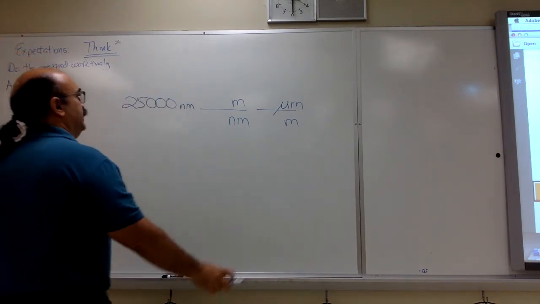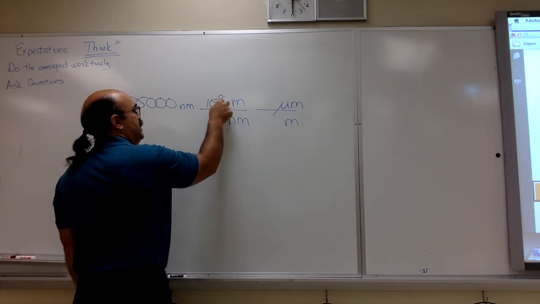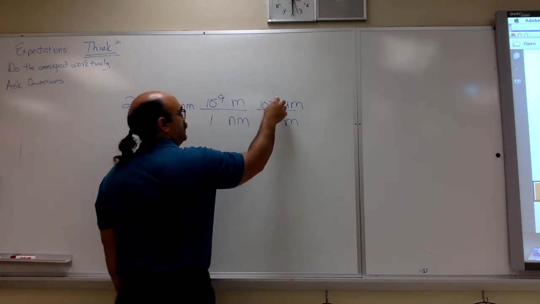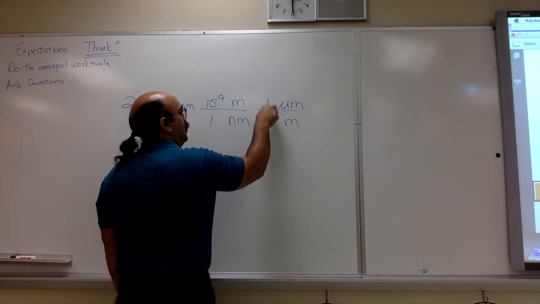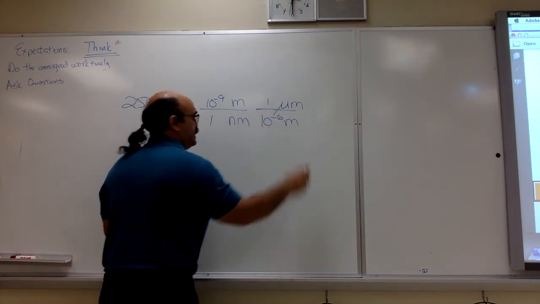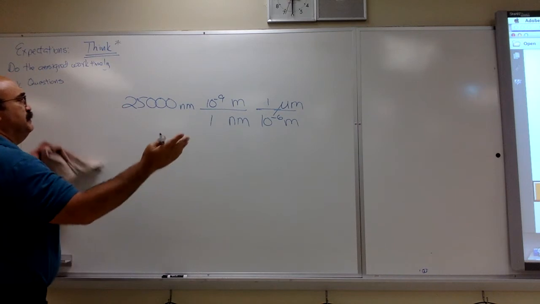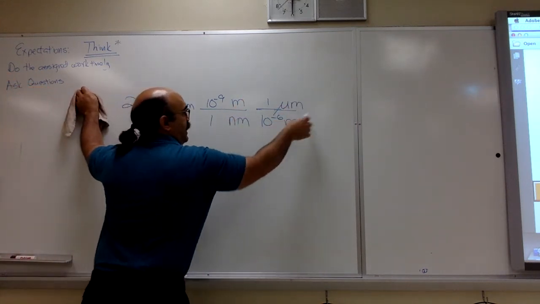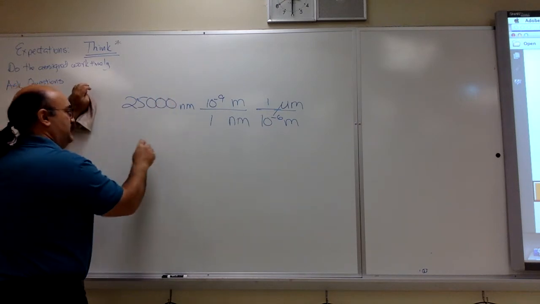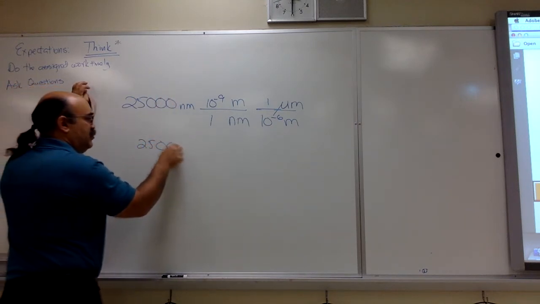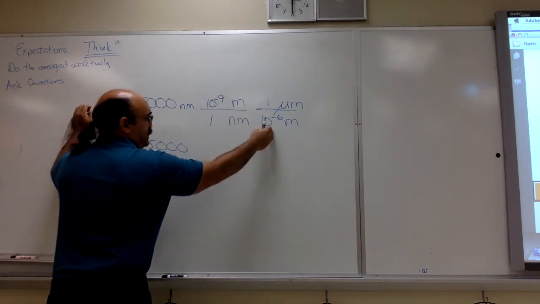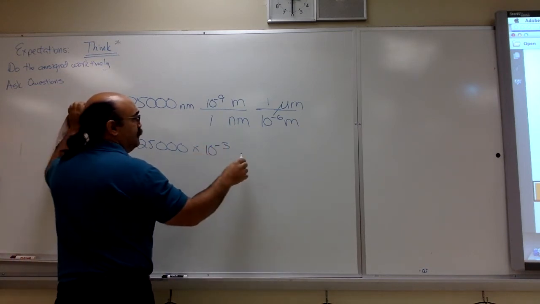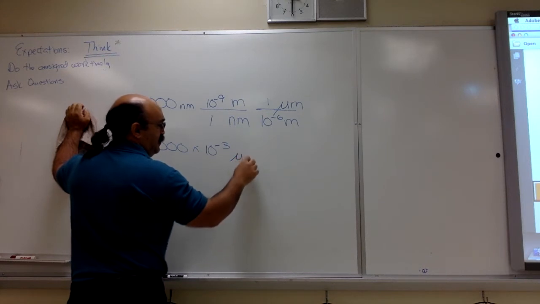I simply plug in 10 to the minus 9 to 1 nanometer. 10 to the minus 6, 1, and 10 to the minus 6. Simply solving my problem. Units are now taken care of. I'm in micrometers, which I want. I only have 1 coefficient. I leave it alone for the moment. This is what I get. Dealing with my powers then, this is 10 to the minus 3. And this is then in micrometers.